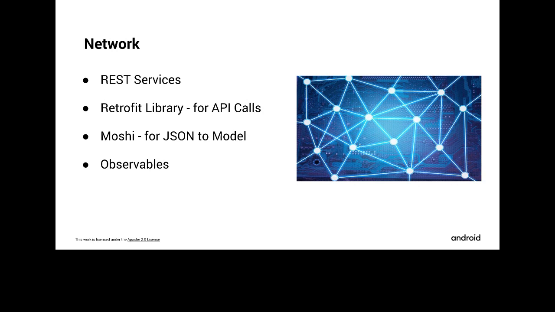And Retrofit also accepts other libraries, for example Moshi, which will take the JSON objects that you get from your network calls and turn them into models. So you can provide an instance of Moshi to Retrofit, so that once Retrofit gets that response back, it will run the JSON parser on it. So at the end, you just get the model of what you want from the network.